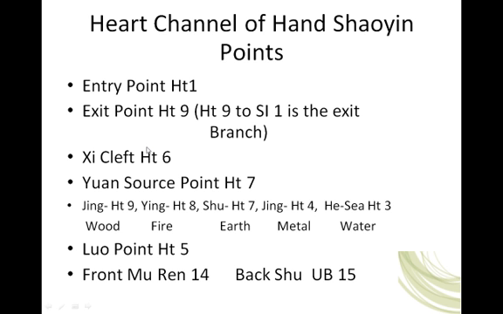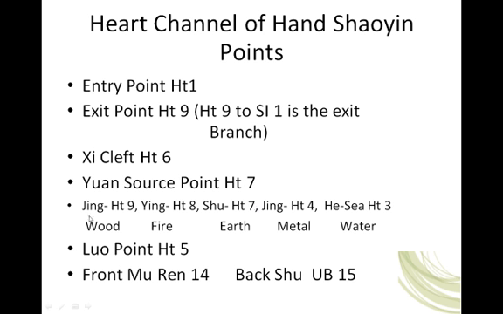There's a very small branch, right, from heart 9 to small intestine 1. Heart 9 being on the radial side of the pinky, the little finger, or the 5th digit, and small intestine 1 being at the nail root on the lateral side of the small finger, or on the ulnar side of the small finger. Our Xi cleft point is heart 6. Our Yuan source point is heart 7. As this is a yin channel, our Yuan source point is also our Shu stream point.